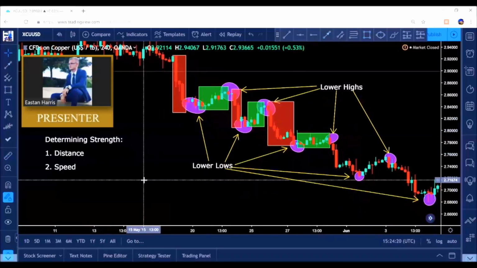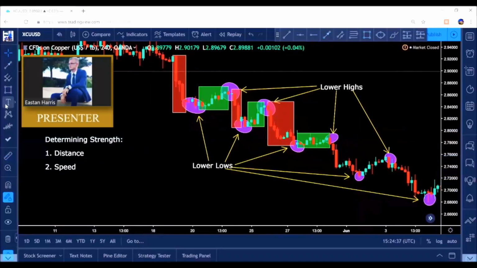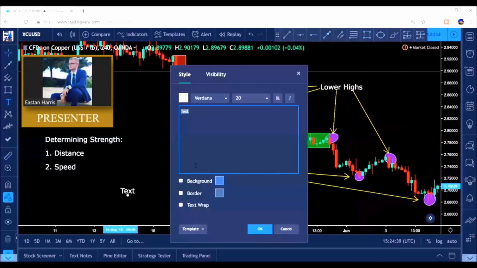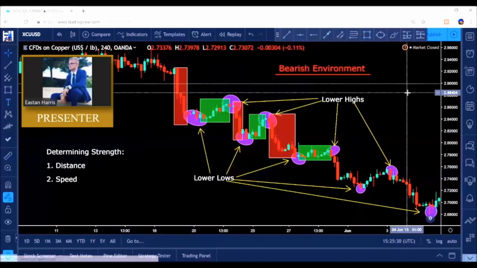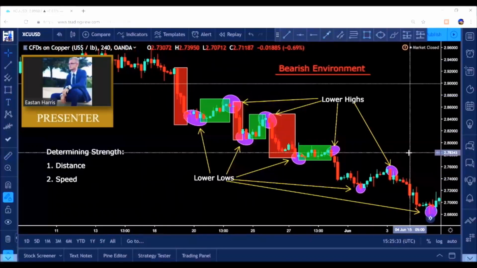When determining which market environment we are currently in, at this time on this chart on copper, we can determine that we are indeed in a bearish environment. And just real quick, let's clear this up and give y'all one final look at it.